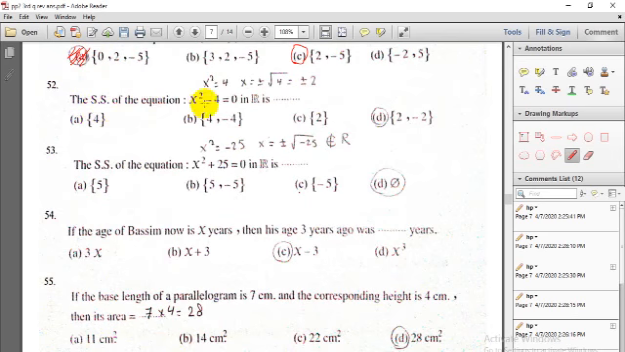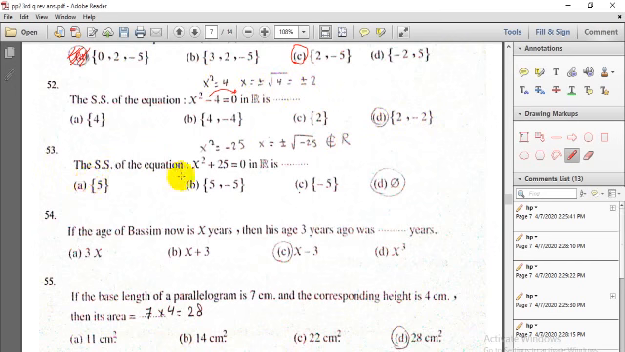Let's see number 52. Solution set of this equation. How do we do it? We take the negative 4 to the other side with positive. So x power 2 equals 4. If I want to get rid of the power 2, it will go to the other side as plus or minus square root. The square root of 4 is 2, so plus or minus 2 means 2 and negative 2. Excellent, Prep 2.